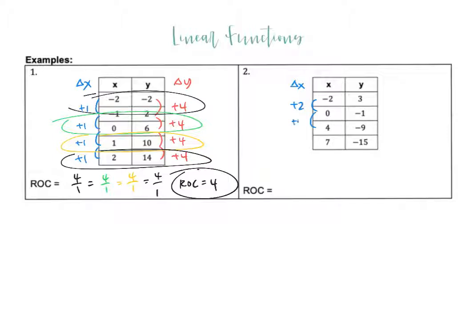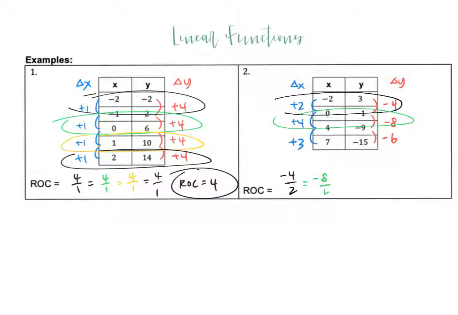Now on the second table, we see that the change of x, they are not the same. It's going up by 2, it's going up by 4, it's going up by 3, but we got to double check and see what the change of y is doing. We see a -4, -8, and -6. So between the first two pairs of points, we see that the rate of change is -4 over +2. The second and the third pair of points, we see that the rate of change is -8 over +4. And the last two, we see it's -6 over +3.